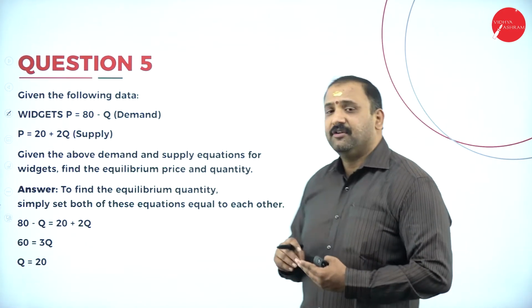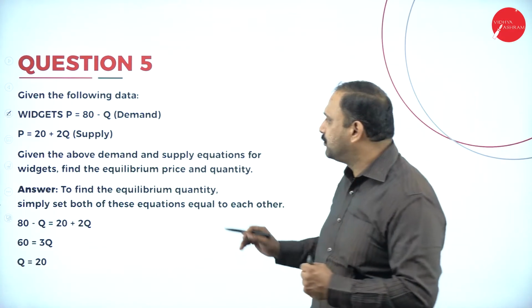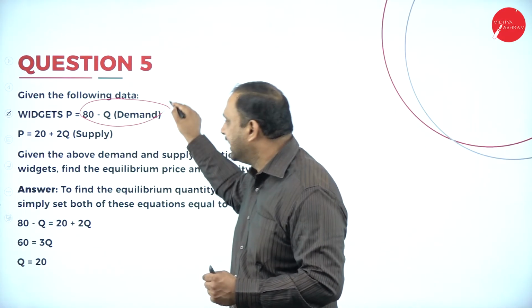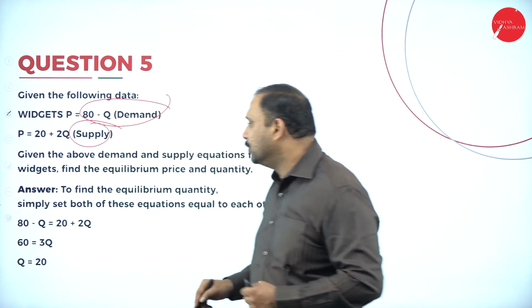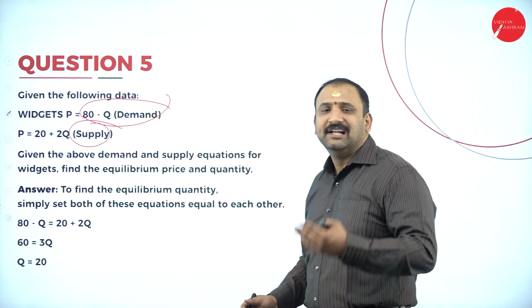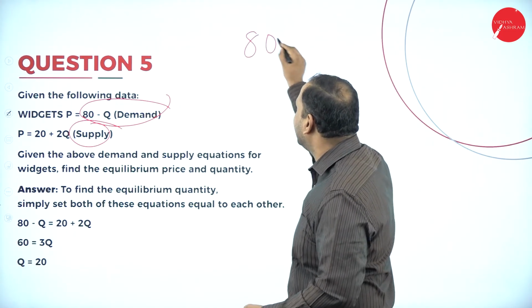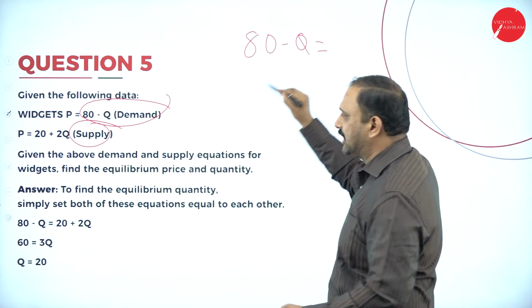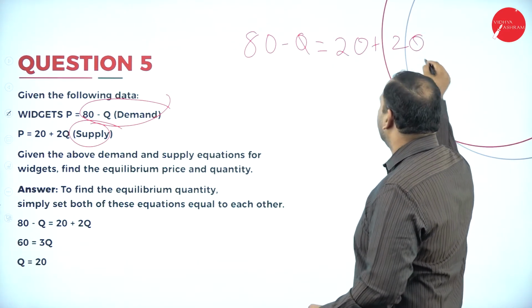Now, the next thing, fifth question, where we are going to calculate, we have been given widgets. The demand function is given, 80 minus Q. Supply function is also given, 20 plus 2Q. So all you have to do is again equate the equations. So let's equate it. 80 minus Q is equal to 20 plus 2Q. So let's just put the equation here.